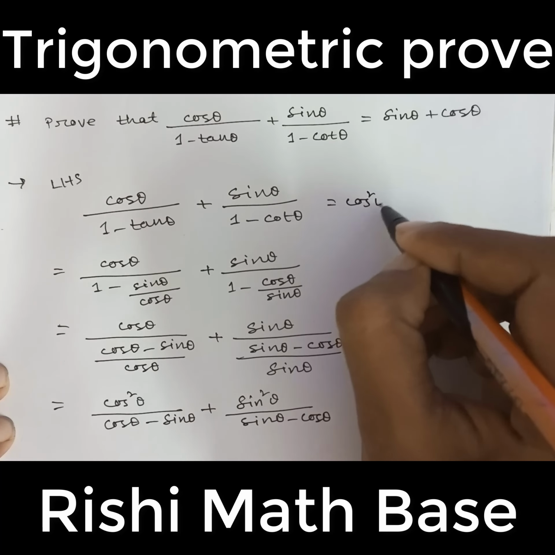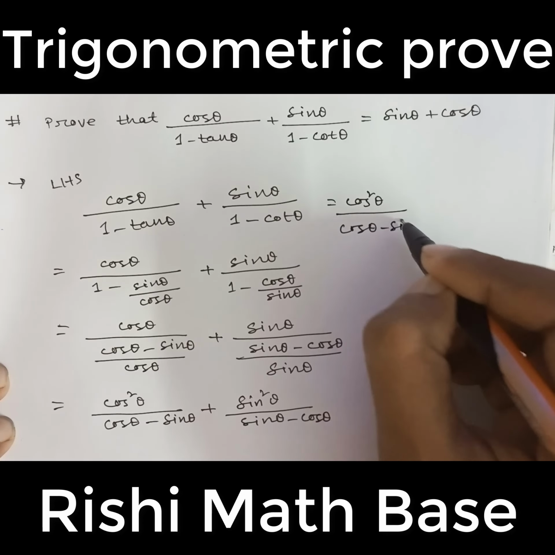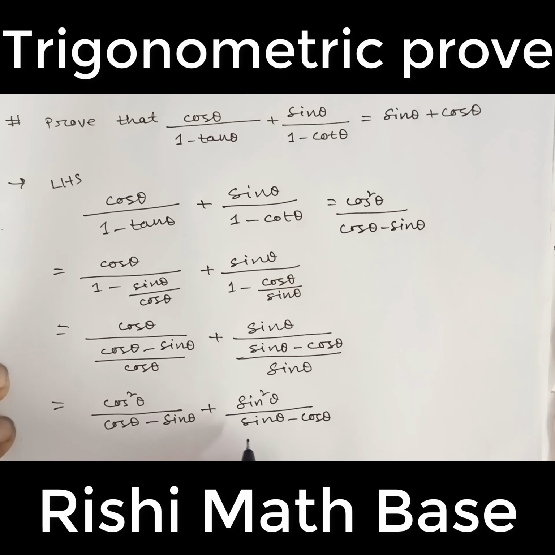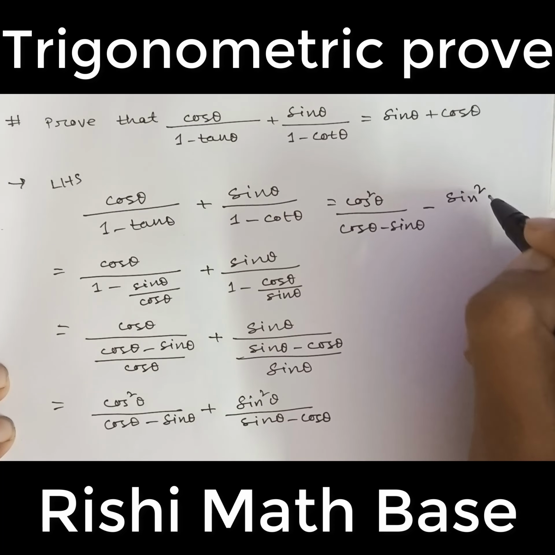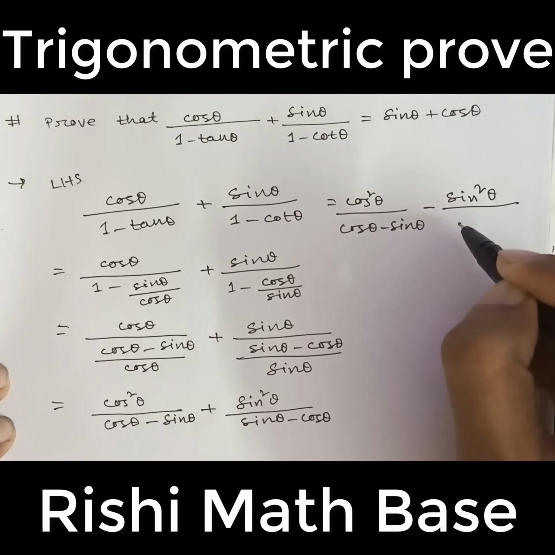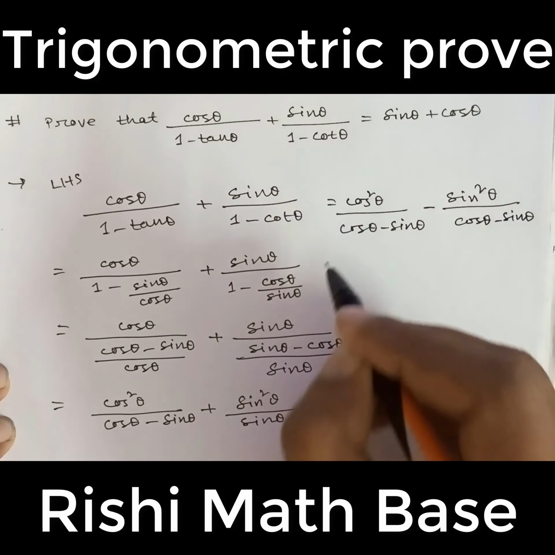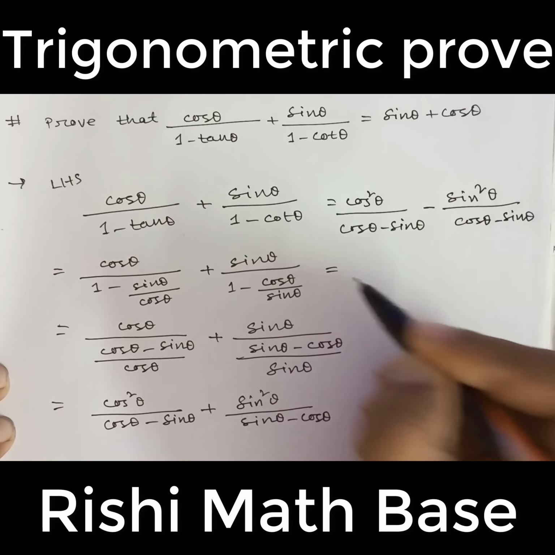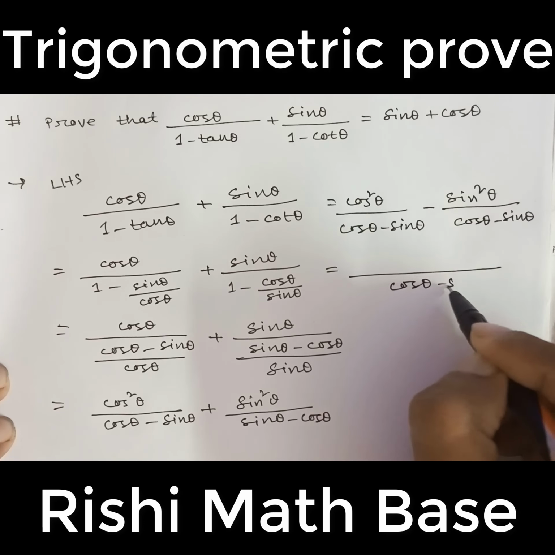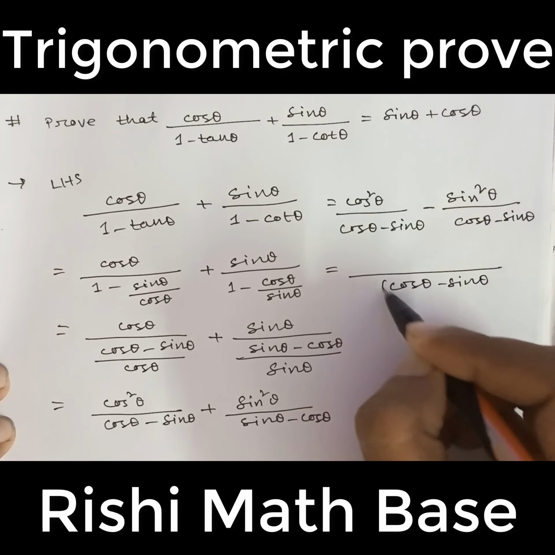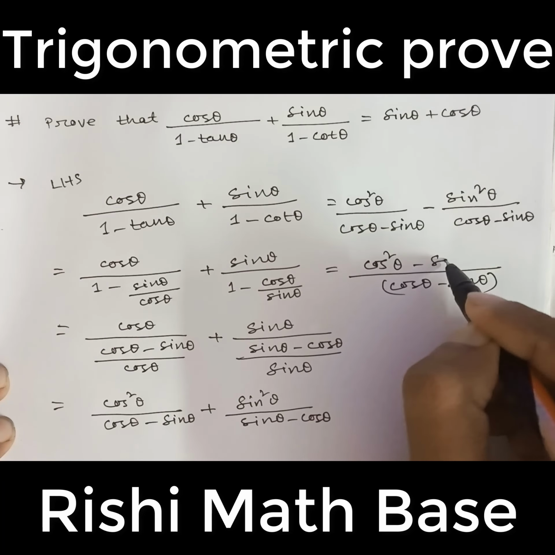Cos square theta by cos theta minus sin theta. We will take minus common from here, so minus sin square theta by cos theta minus sin theta. Cos theta minus sin theta, this is the LCM, so cos square theta minus sin square theta.